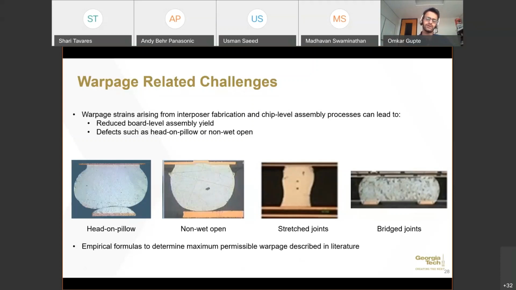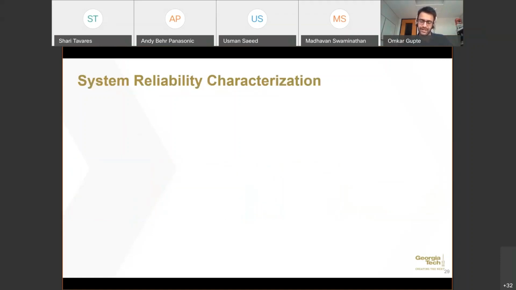packages. Why do we need to understand these challenges? One, to develop a process, and second, to get good reliability in these joints, because we want these packages to last longer.